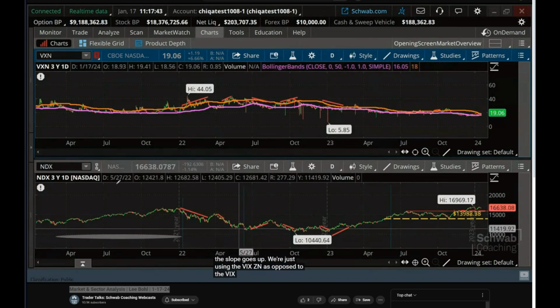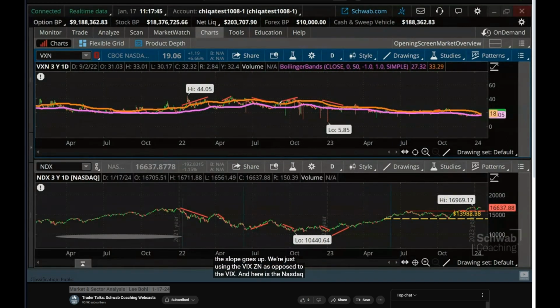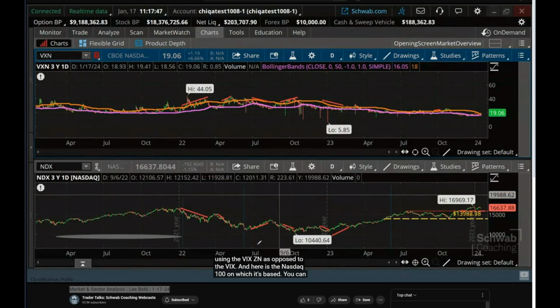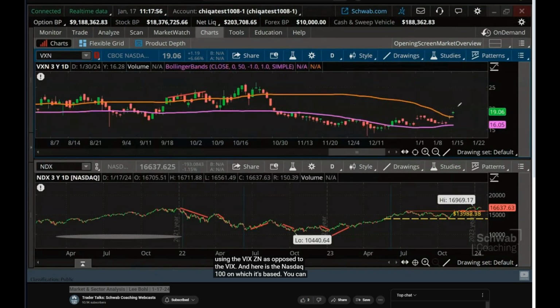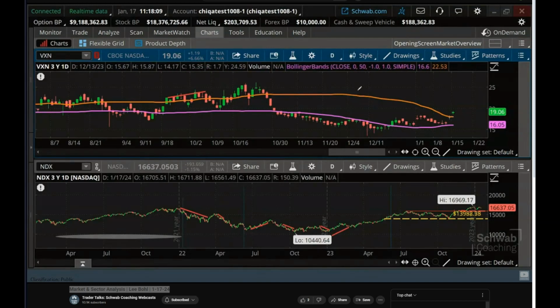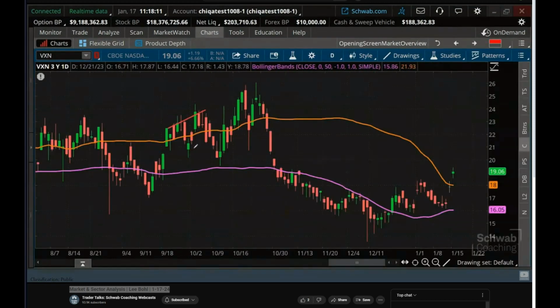And here is the NASDAQ 100 on which it's based. You can see it's the same thing. When that starts going up, or when it goes down, the market tends to go up. When it goes up, the market tends to go down. Right now, if we zoom in on this, again, it is right at a place. So we're going to be watching this over the next week or two to see if that actually starts turning up. Okay. So very interesting there. All right, let's take a look at just a regular chart on the NASDAQ 100.